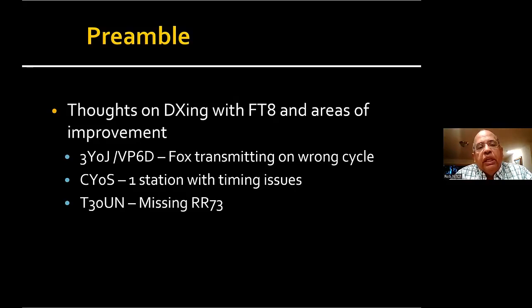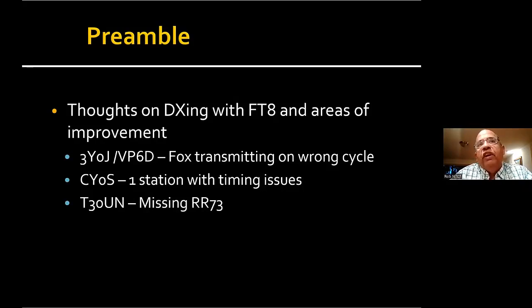For example, in the case of 3Y0J, as well as VP6 Delta, which I was a part of, the Fox was transmitting on the wrong cycle. In the case of the Bouvet operation, their clock was off by 15 seconds. And in the case of the Ducie expedition, I had accidentally hit Control F6, which inadvertently caused the Fox to change cycles.